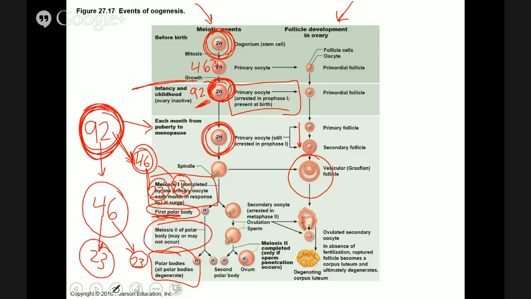So in the female reproductive system, you're basically discarding 75% of the chromosomes and they have no useful purpose. Whereas in the male reproductive system, it's a matter of numbers. So the male will use all of the chromosomes present.